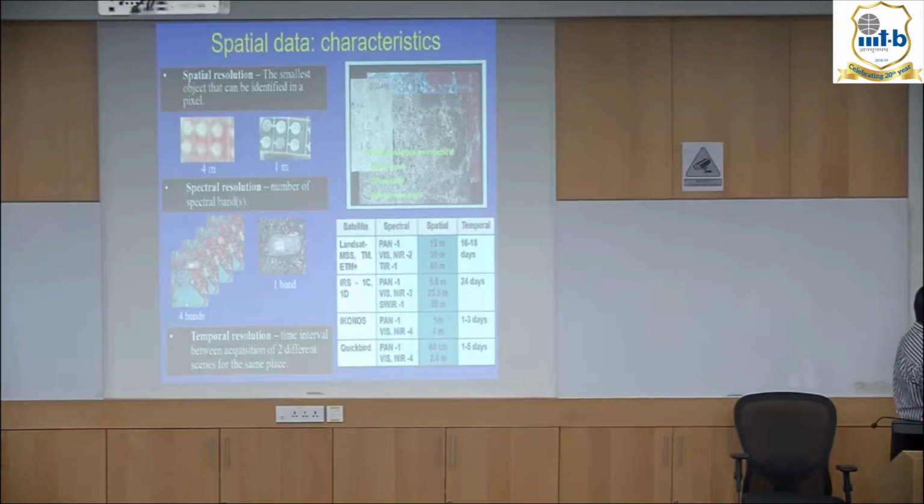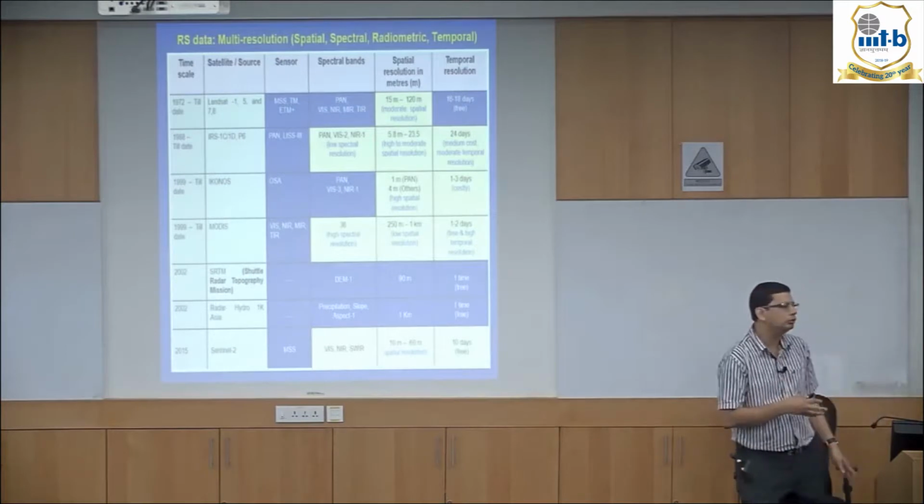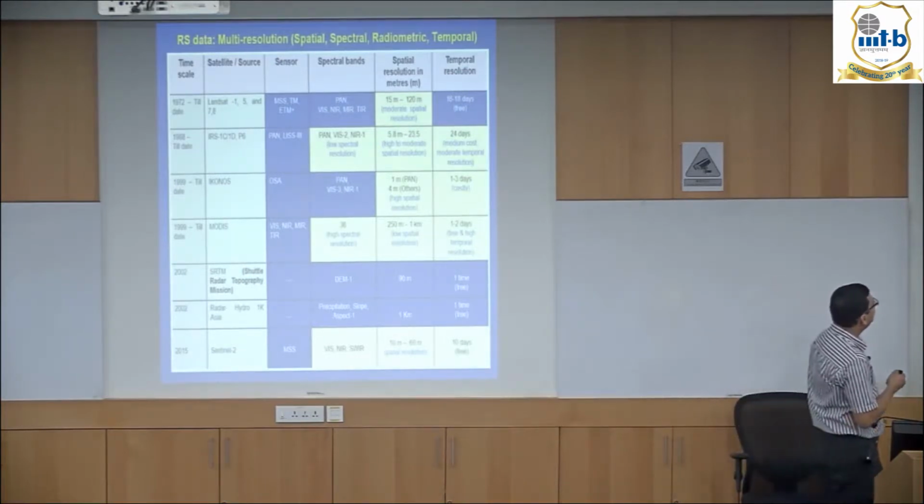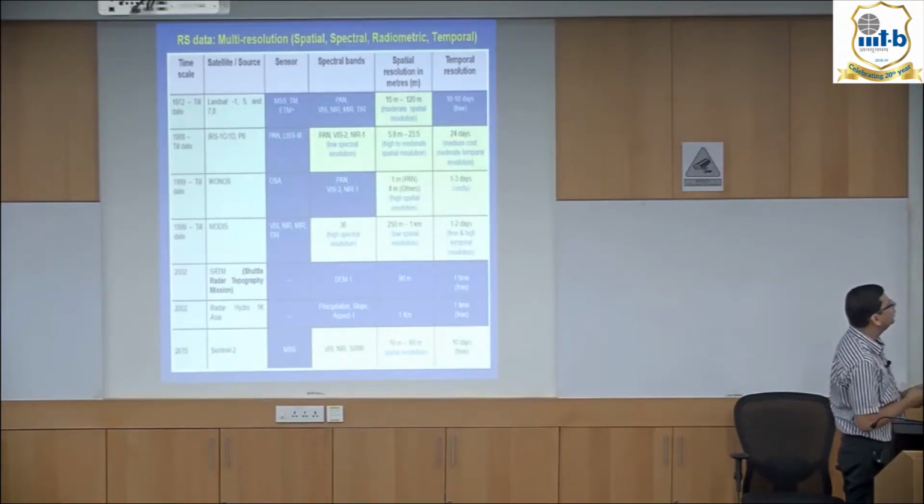Here is an example of some of the most popular space-borne satellites, their spectral, spatial, and temporal resolution. Now, this is a very incomprehensive list of some of the most widely used satellites across the globe, the sensors, spectral, spatial, and temporal resolution.